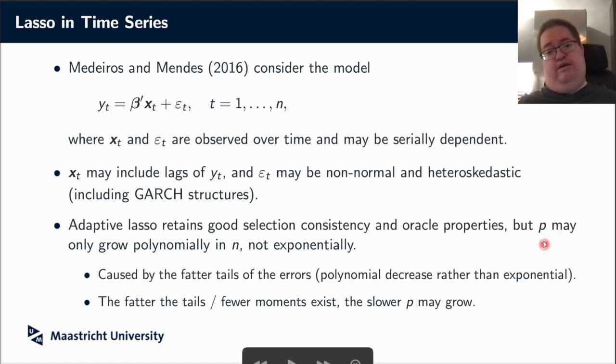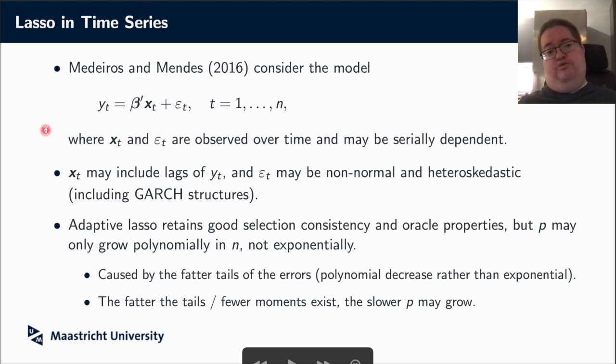So that also means that if you have these epsilons which are not nice normally distributed random variables, but they have, I don't know, a t distribution with just a few degrees of freedom, then if you have just 50 observations, you would not want to make P equal to 1000. Instead, you would want to allow P to be somewhat similar to N, but not that much larger. And of course, it depends on how fat the tails are, so how few moments exist, how slow or fast P may grow.